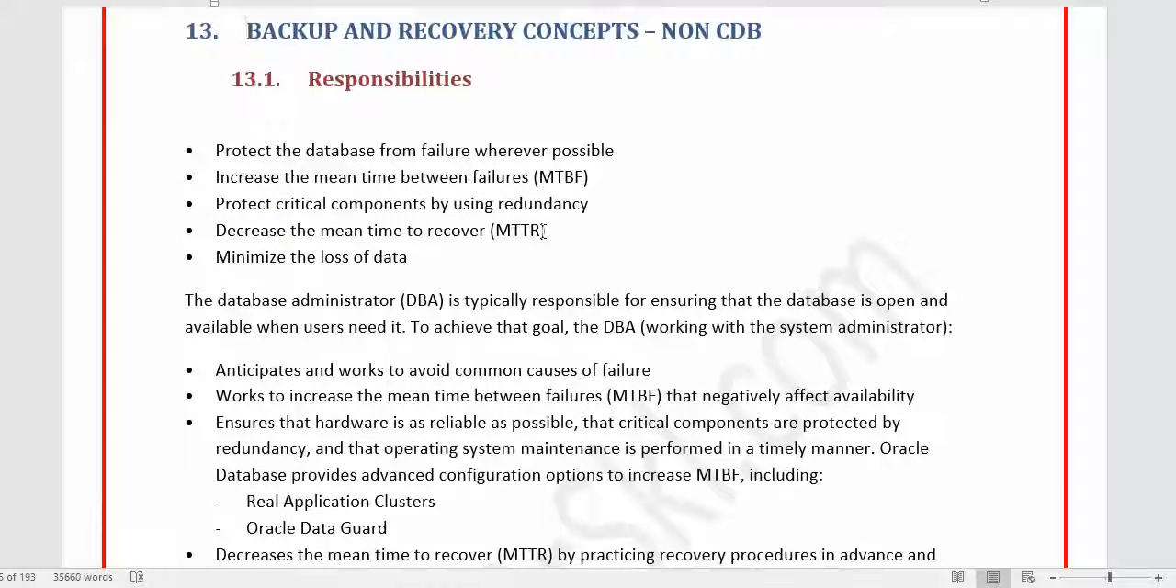So let us quickly start with responsibilities. With respect to backups and recoveries, what are the responsibilities of the DBA? Being the DBA, you are the owner of the database. So you are also responsible for making sure the data is always available, irrespective of any failures that you see in the infrastructure. We are going to see the different kinds of failures in the coming topics.